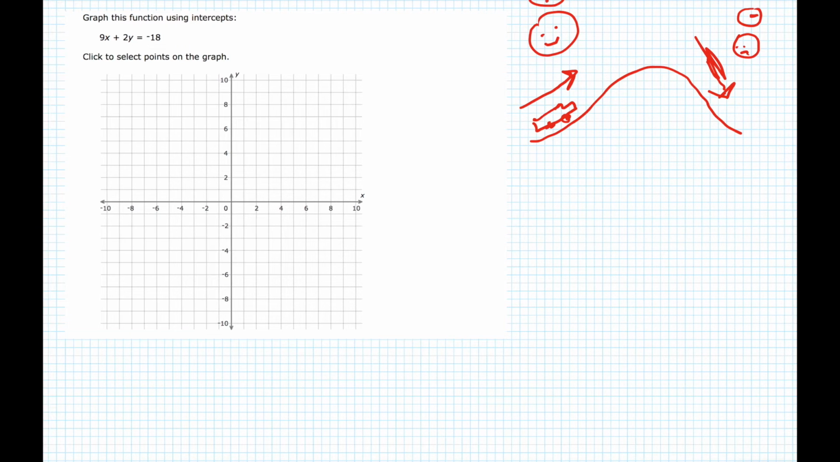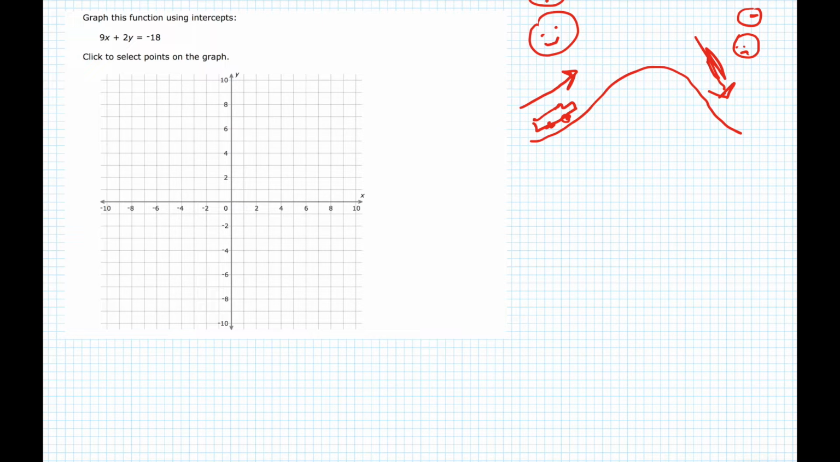There you go. Okay. It says graph this function using intercepts. So I'll show you how they want you to graph it, but you don't have to graph it this way. Well, actually you might have to because it's on IXL. The way they want you to graph it is like this.